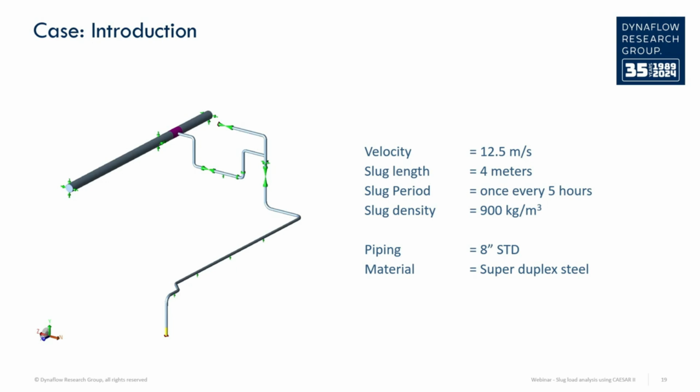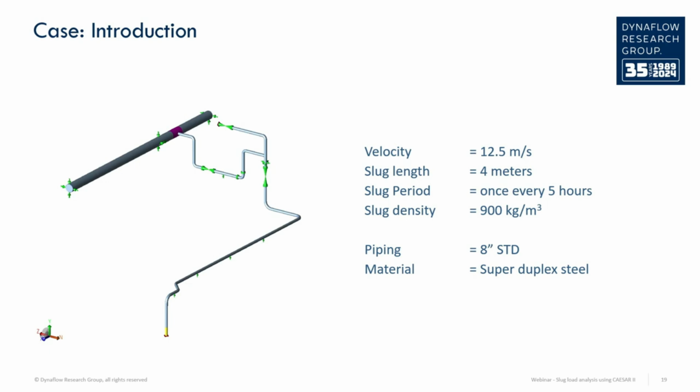The slug has a high velocity of 12.5 meters per second and a length of 4 meters. This gives a slug duration of 0.3 seconds. In the quasi-static analysis, however, the slug duration is not relevant. Note that with a slug length of 4 meters, in some cases 2 elbows will be influenced at the same time. This is not considered in the current case study, but may be relevant for real-life applications.